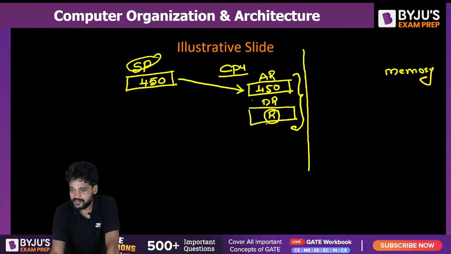But for that, the data register should be filled with the data that needs to be transferred. The address register needs to be filled with the address that has to be located in the main memory to where this data has to be transferred. What is the address that we are looking for in the main memory? The address is the stack pointer, right?